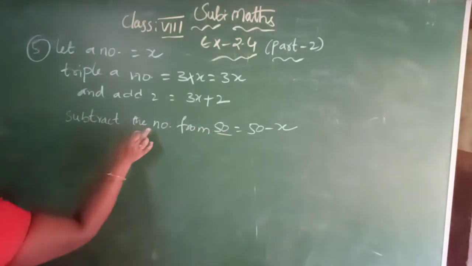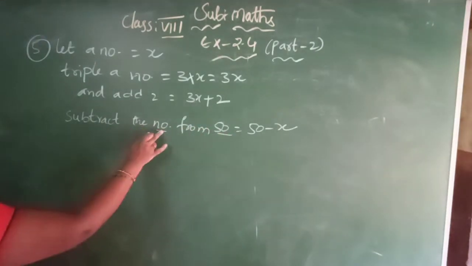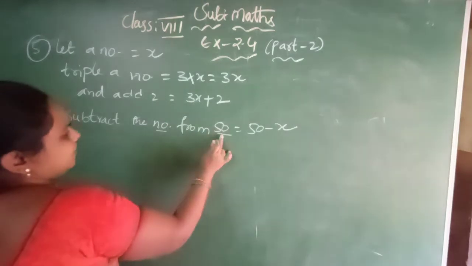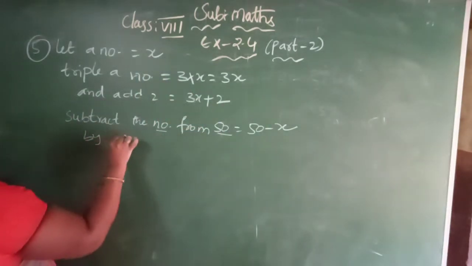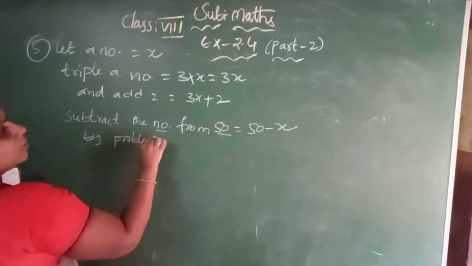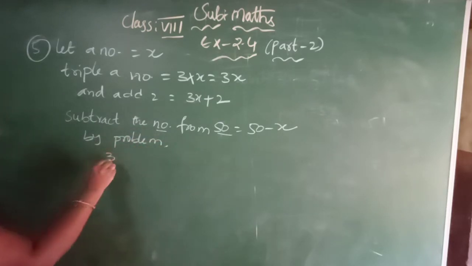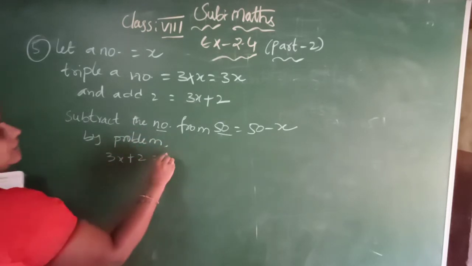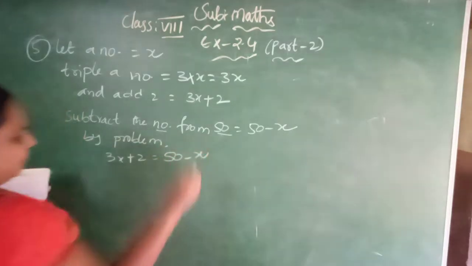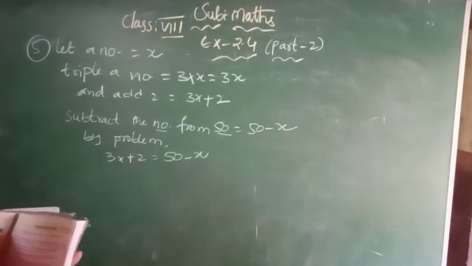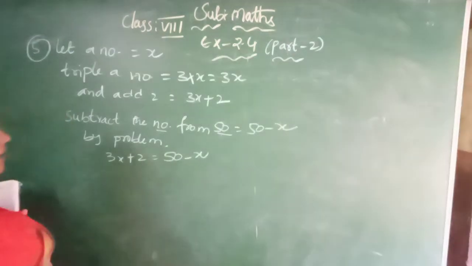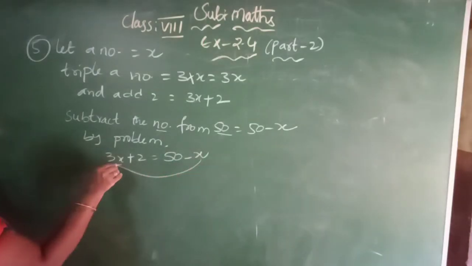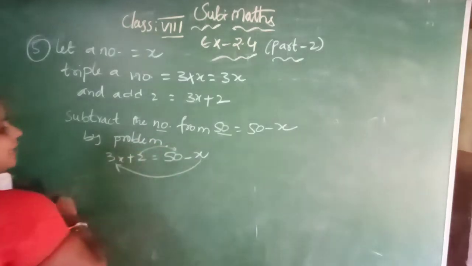Subtracting means second number minus first number. The second number is here 50. The number we took as x. By the problem, what is the condition that arises here? 3x plus 2 is equal to 50 minus x. Now what are we doing here? Adding x to both sides: 3x plus x plus 2 is equal to 50.